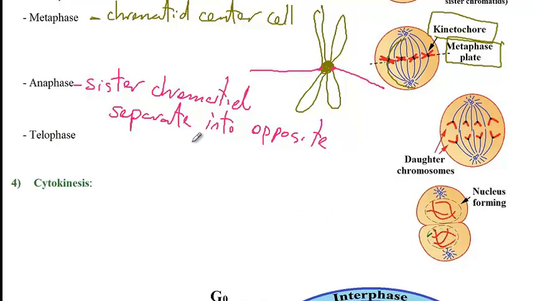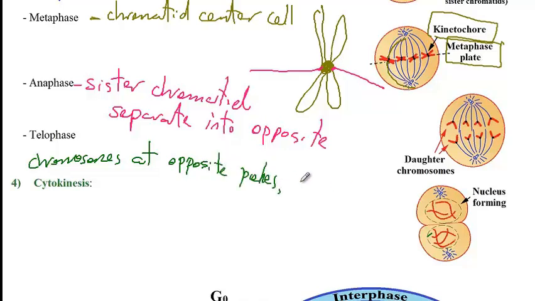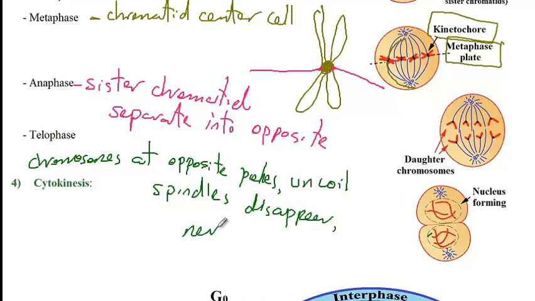So again, telophase, what happens here? The chromosomes have arrived at opposite poles. They start to uncoil, spindles disappear, and a new nucleus is being formed.